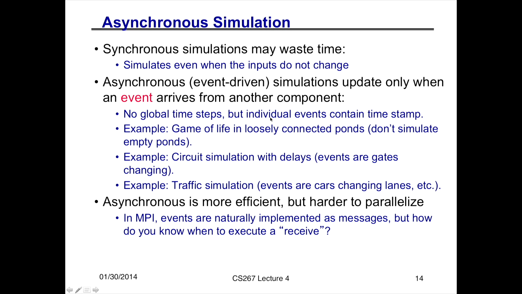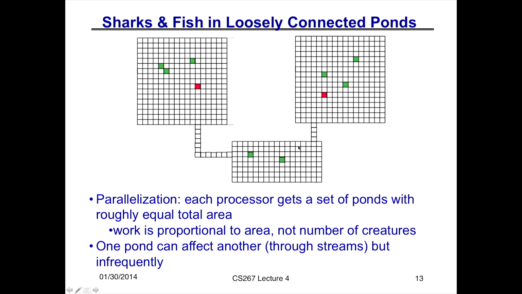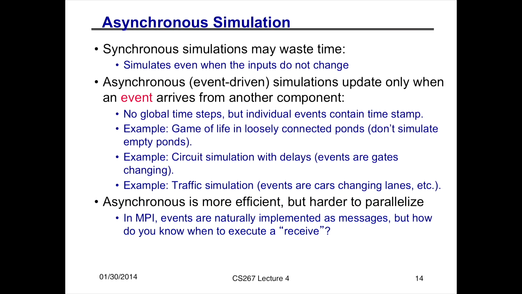Instead, every event that arrives is going to come stamped with a time step. In other words, if this guy happens to wander off and show up there, he's going to be labeled with the time that he arrived. So he's going to keep track of that, and when I look at him, I know when it arrived. So that was the example I just showed you, loosely connected domains.